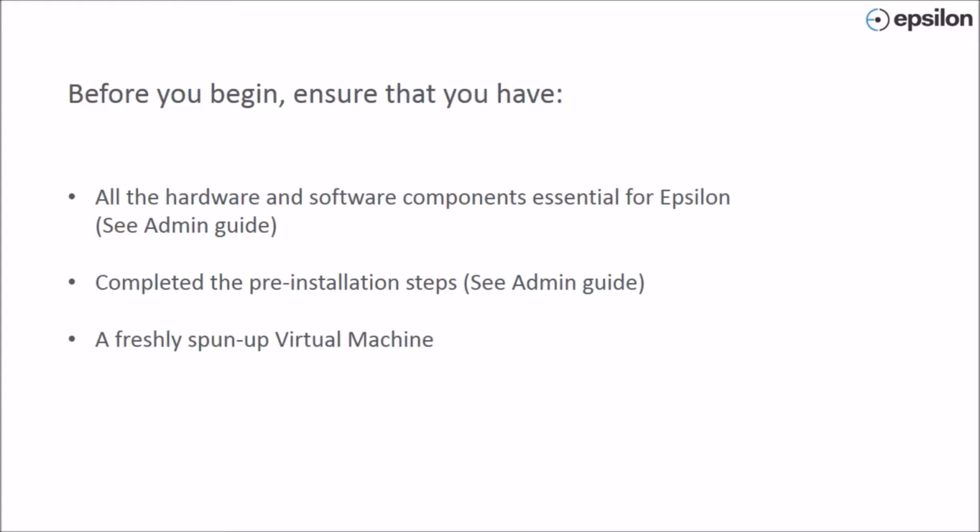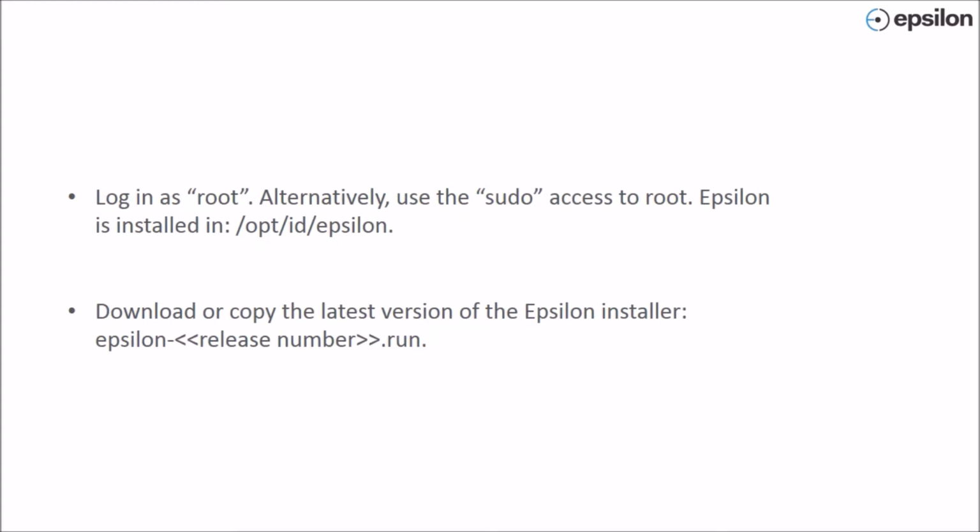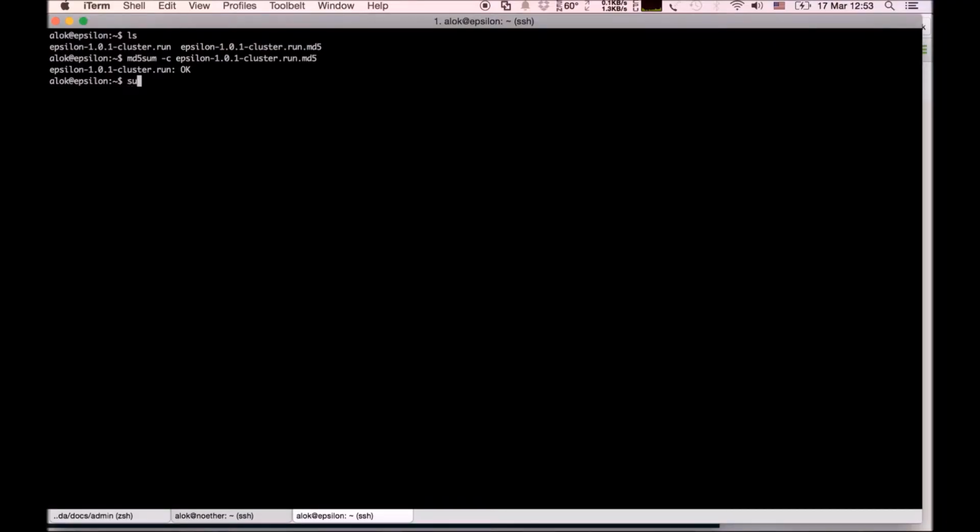You must also ensure that you use a freshly spun up virtual machine, or VM. If you use an existing VM, there are chances of conflicts arising during the installation. Log in as root or use the sudo access to root. Download the latest version of the Epsilon installer. After the installer downloads, you can start the installation process using the sudo sh command. The installation process begins.